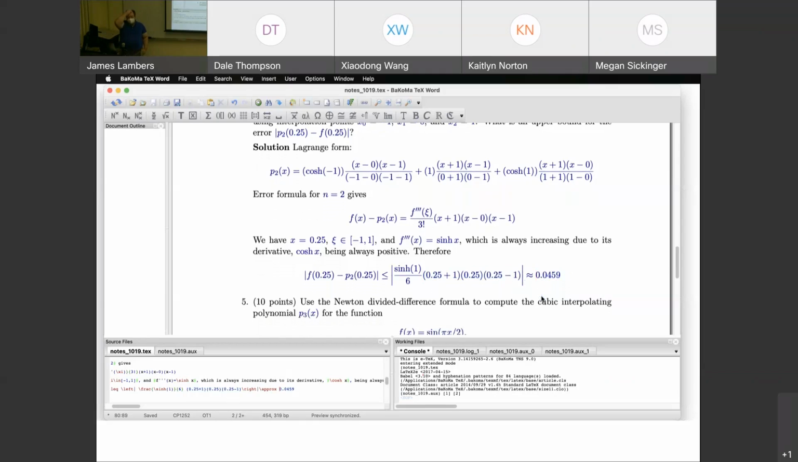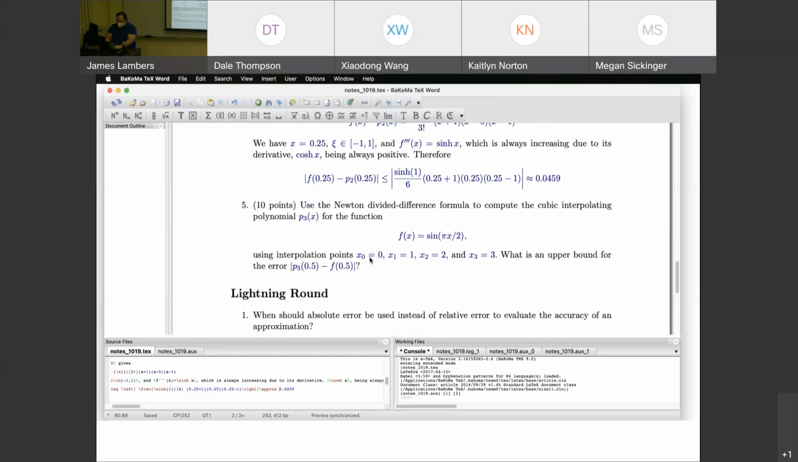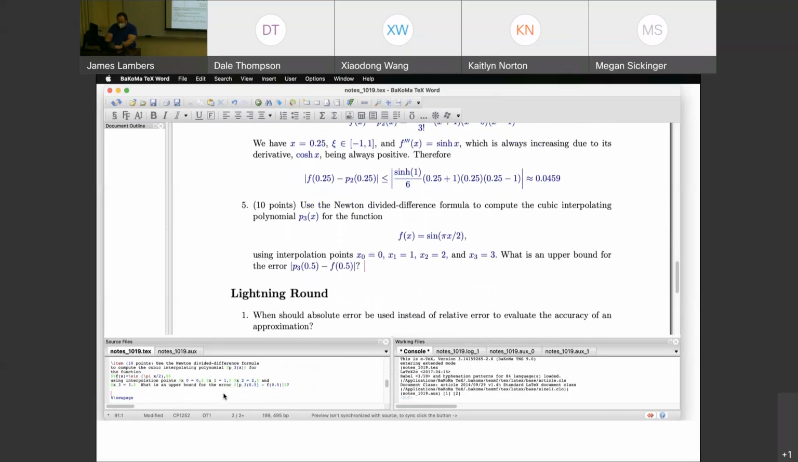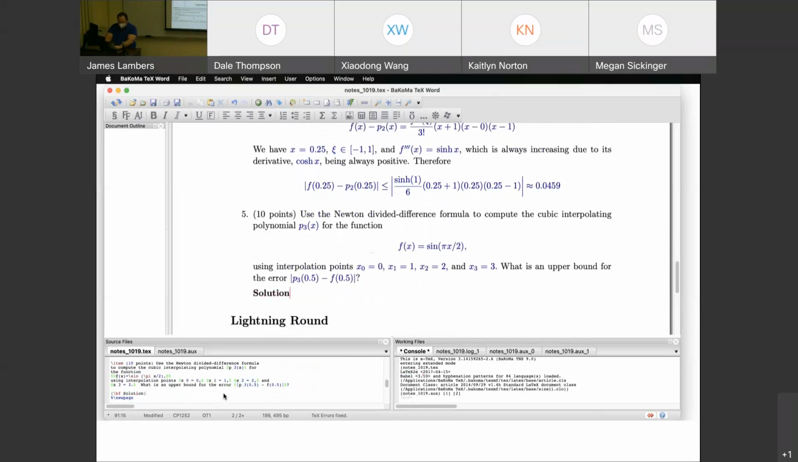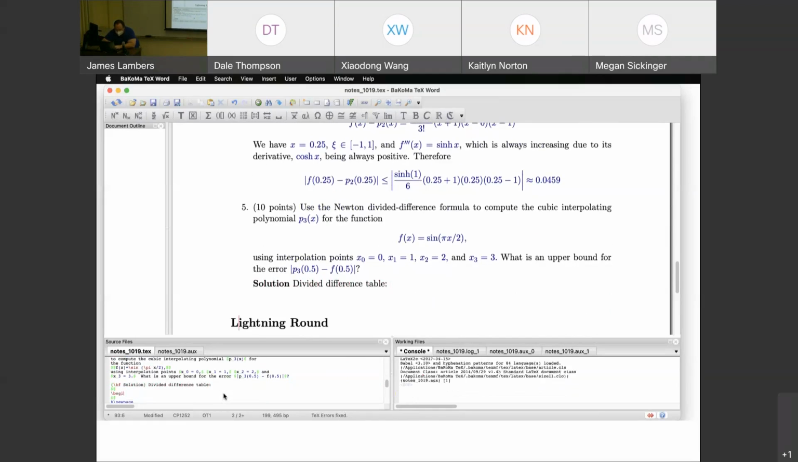Questions on this one? This one is due to interpolation, so we have 4 interpolation points for generating a cubic polynomial from a divided difference table. So in this case, we're going to have 5 columns altogether.